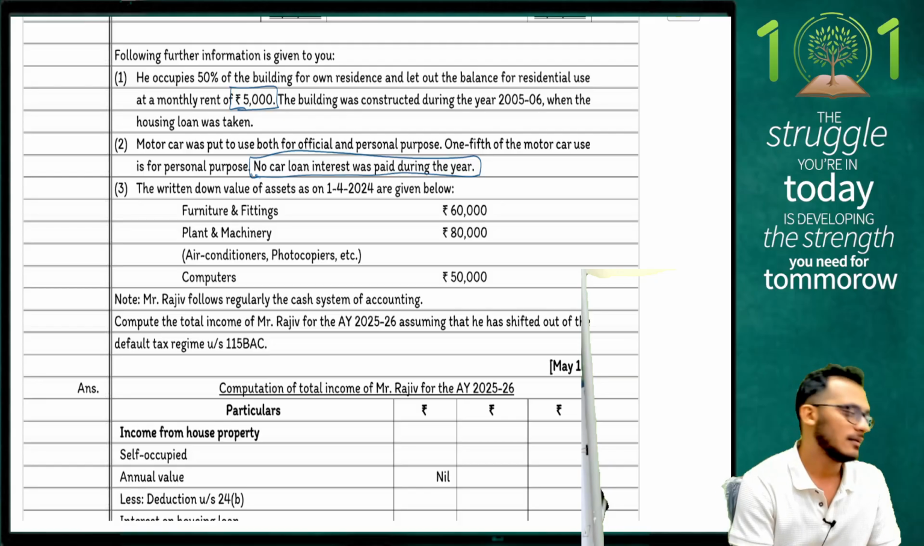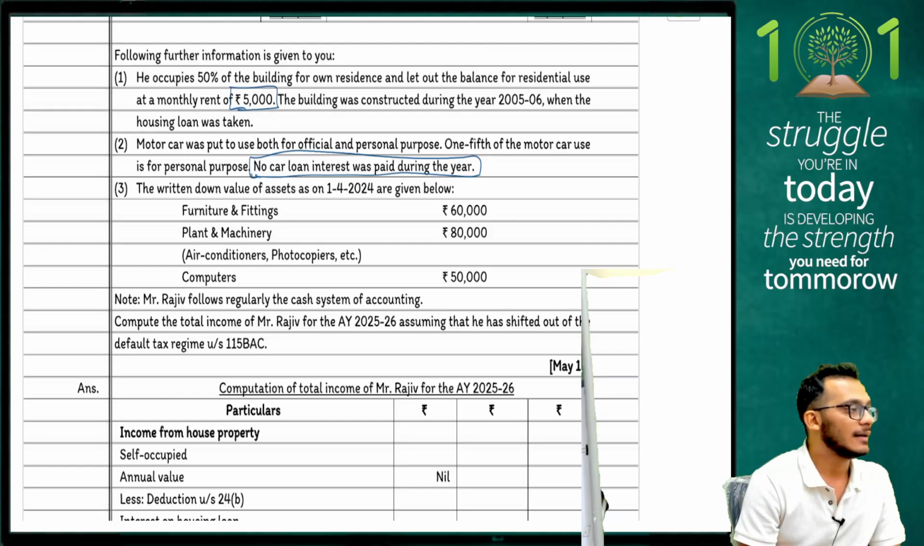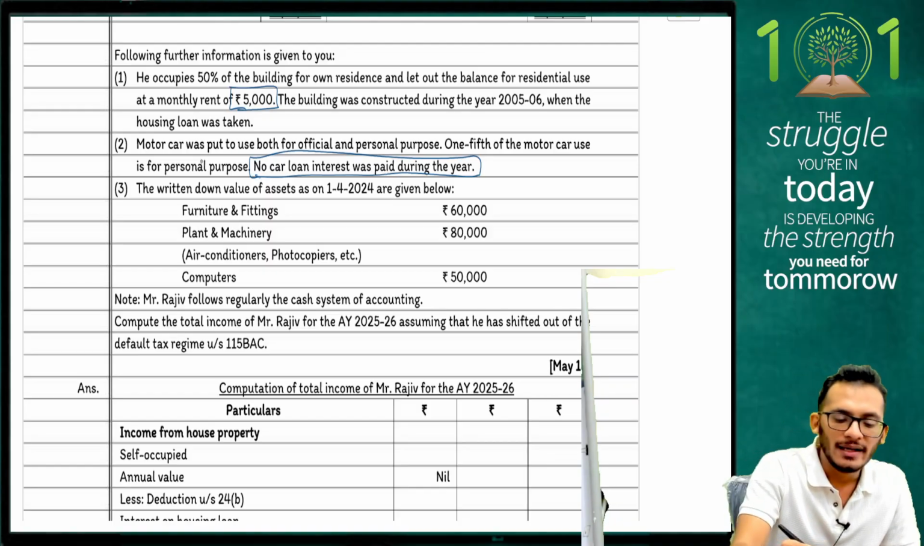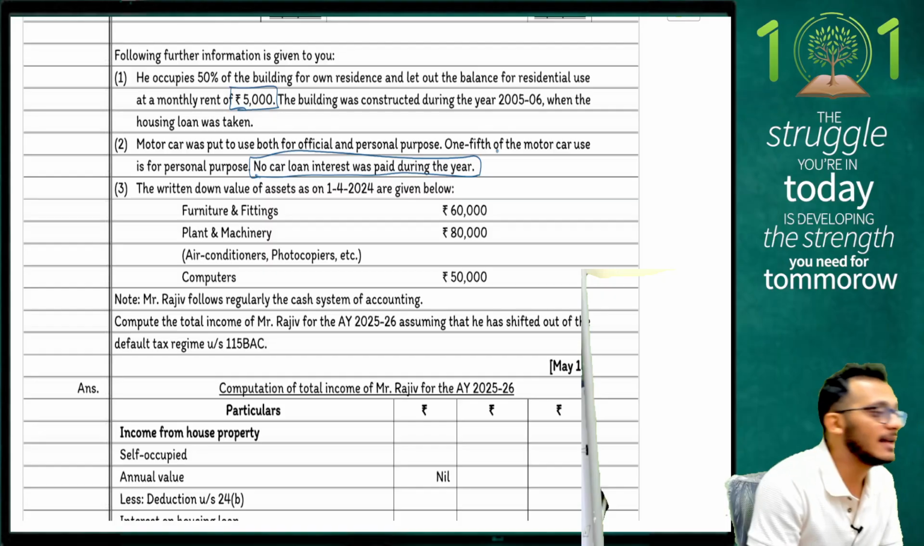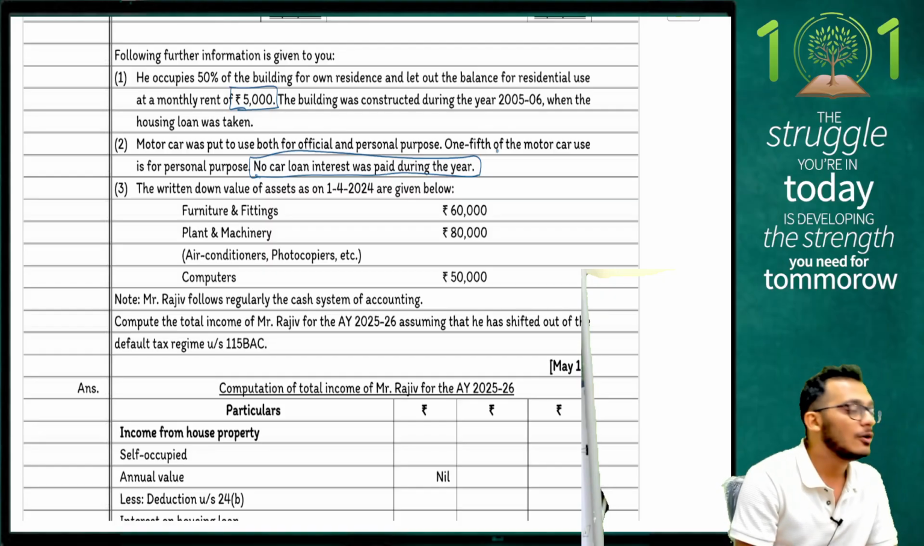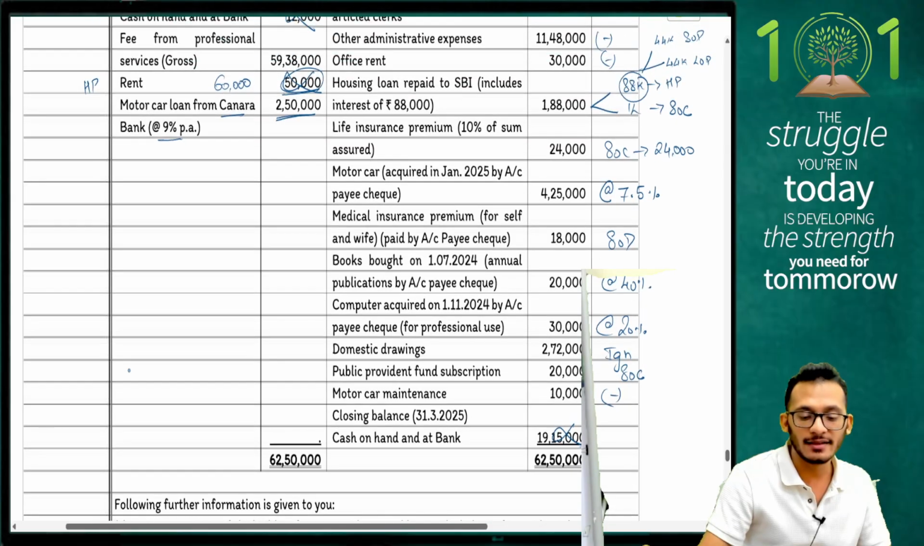Because of cash basis of accounting, which means it is not relevant. But what is relevant? Look at the top. It says the car was used for both personal and official purposes. 1/5 of the car expense is personal, which means I can only claim 4/5. Look at all the expenses on the top and tell me which one should I disallow.